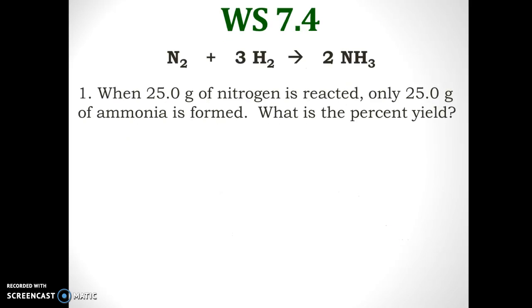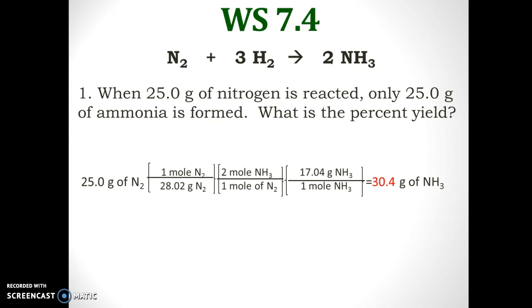And then let's look at our worksheet 7.4. 7.4, number 1, I'm starting with 25 grams of nitrogen. I'm going to see how many grams of ammonia could theoretically be formed, and that's 30.4. That's my theoretical. My actual is 25. That's given to me in the problem, so I divide the two, multiply by 100, and there's my percent yield, which is pretty good, 82.24%.